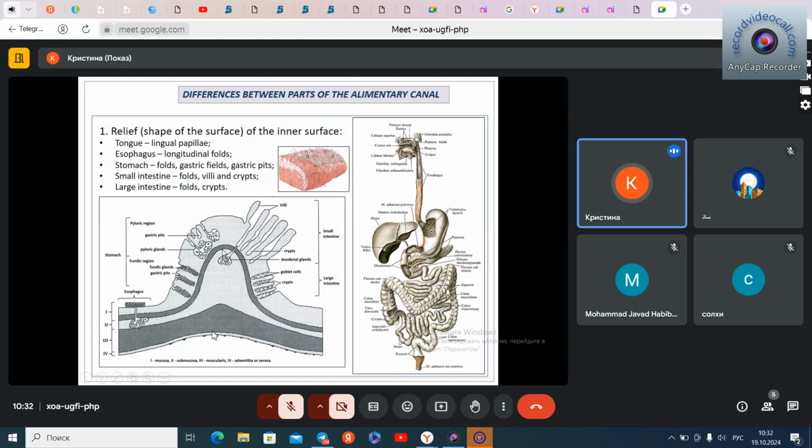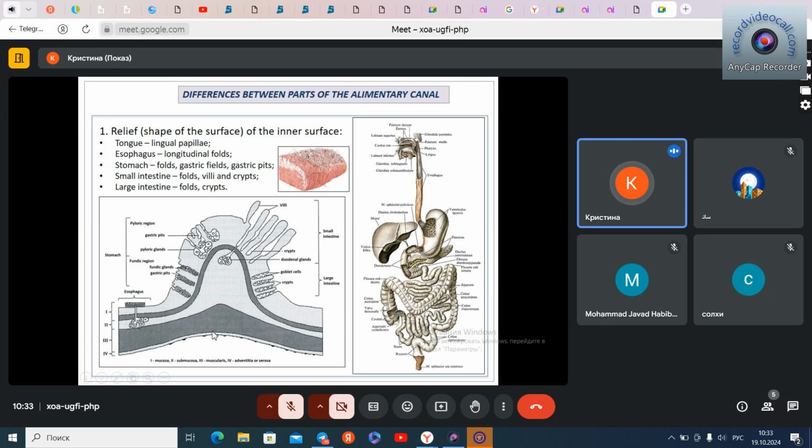This is the largest element of relief, and it is made by 2 tunics, mucosa and submucosa. And it usually can be seen with the naked eye without microscope, like the longitudinal folds in esophagus. In stomach, we have the folds. You can see them here. They are large, so they are seen with naked eye. And the smaller elements of relief, gastric fields and gastric pits.